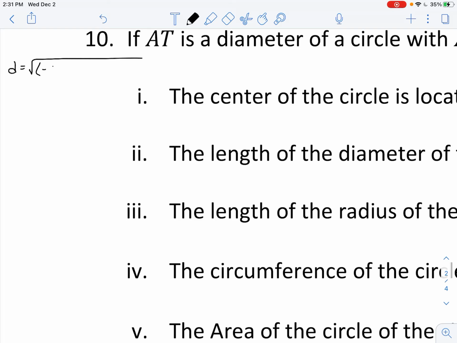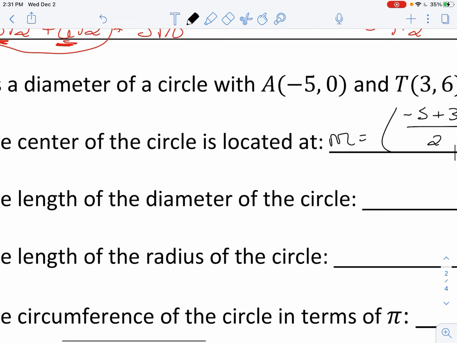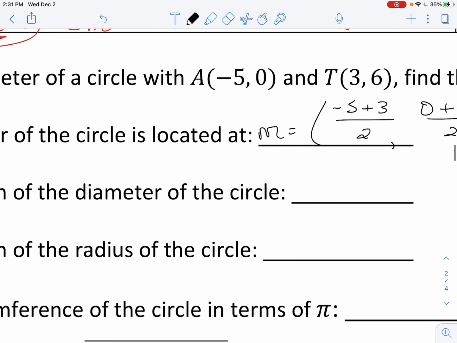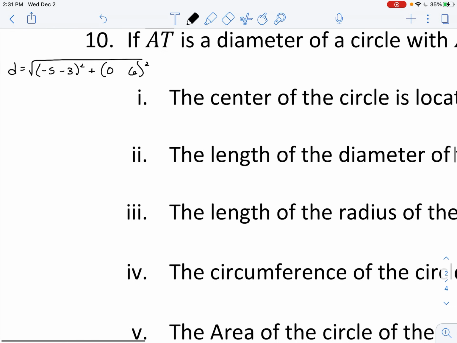So under my square root, it was a -5 for an x value and a 3 for the other x value. I'll subtract those. The y values were a 0 and a 6, right? Yeah, 0 and 6 for the y values. So I subtract those as well. So I just put everything in my calculator that is under my square root. And I get 100, which is convenient because that's a perfect square.